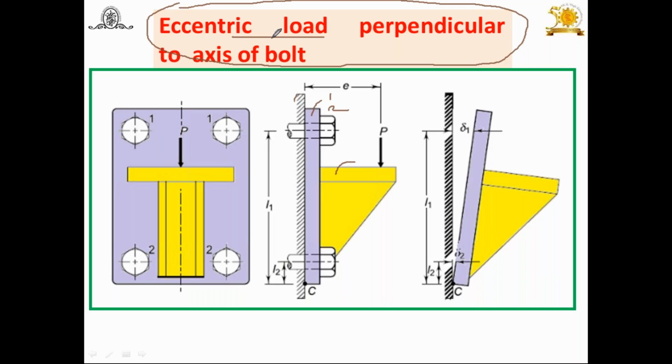Again, you will find the load P. In the front view you will find here the load P. It is an eccentric load acting at some distance, the eccentricity, that's why here E. Right? But this load P is perpendicular; look at this point. This is the axis of the bolt, and this load is perpendicular to the axis of the bolt. That's why this is the second case: eccentric load perpendicular to the axis of the bolt.